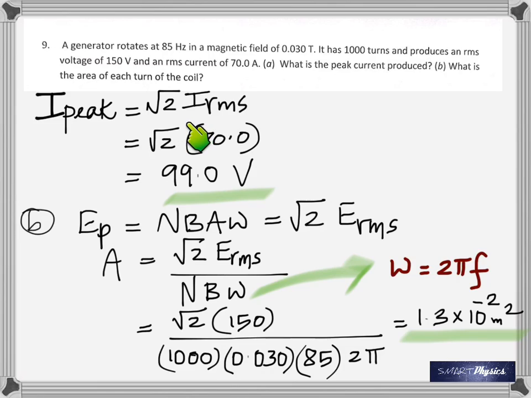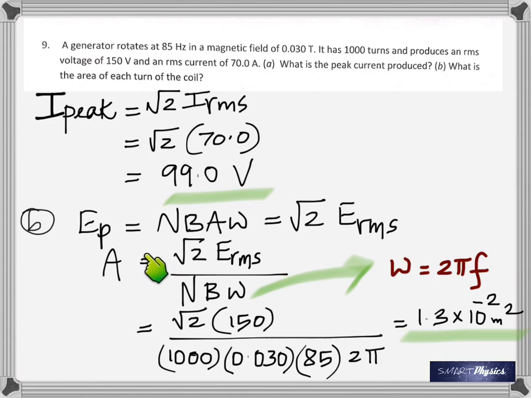I mean the RMS current. It's the same as the relation between the peak voltage and the RMS voltage. You just got to multiply the RMS with square root 2 to get you the peak. So that's easy, 99 volt. And then we have seen this many times that the peak voltage is NBA omega, which must be square root of 2 times the RMS voltage, as I already explained.